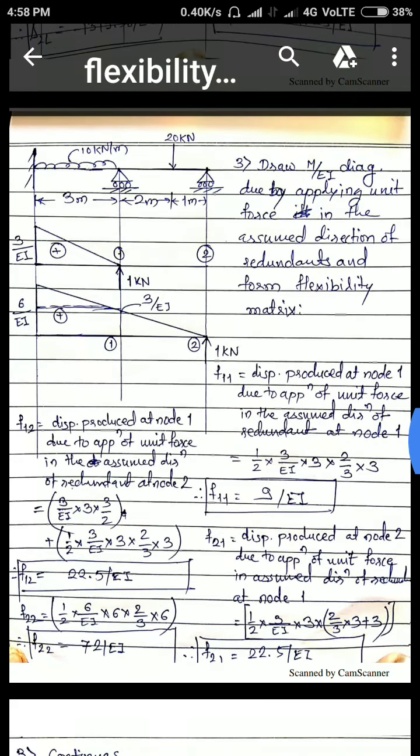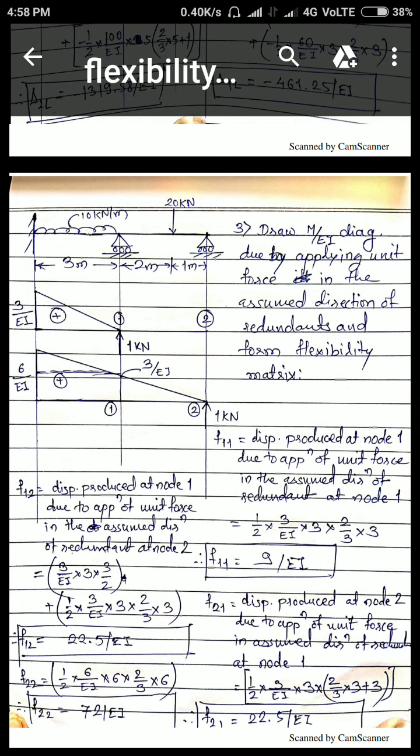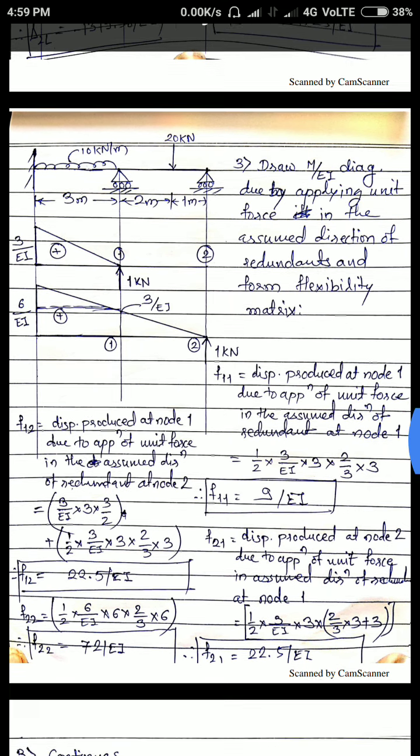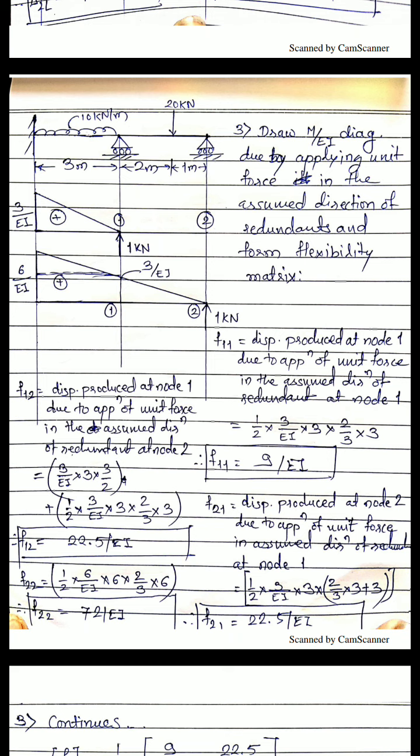So here F12 is nothing but the displacement produced at node 1. So you have to measure the distance from node 1 itself. You can see in this second figure, the second triangle, you are interested only in measurement from node 1. That means once again you have to check only the left portion of node 1. If you look at the left portion, you will see a trapezoid having two different ordinates, 6 by EI and 3 by EI. So you have to find the area of this trapezoid and the moment of this area.